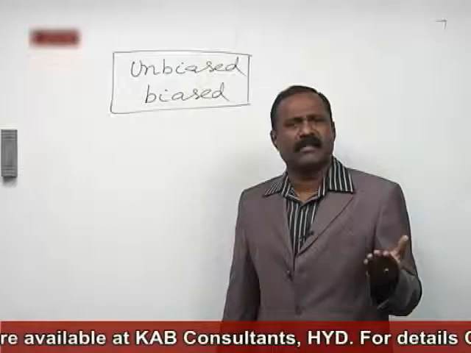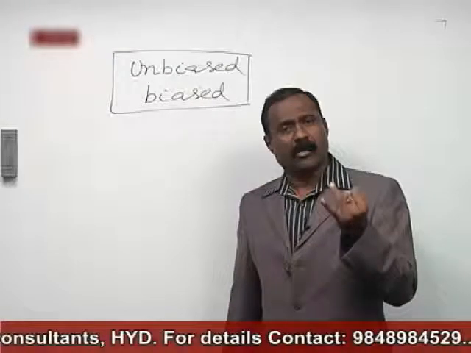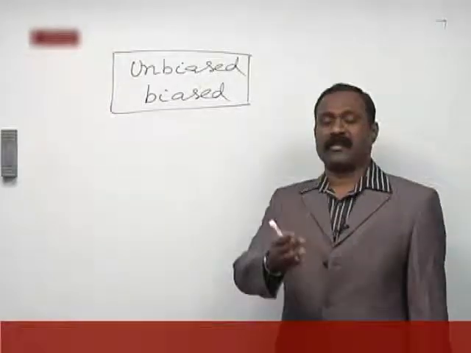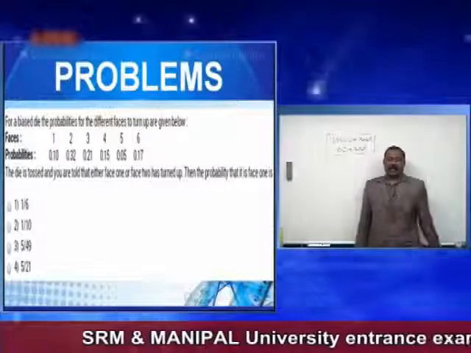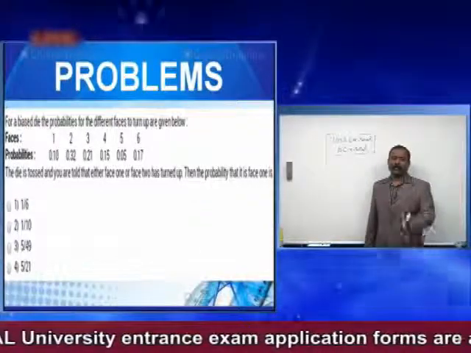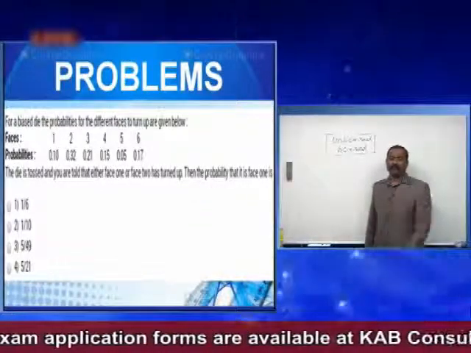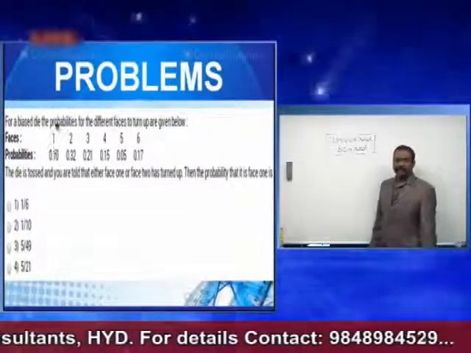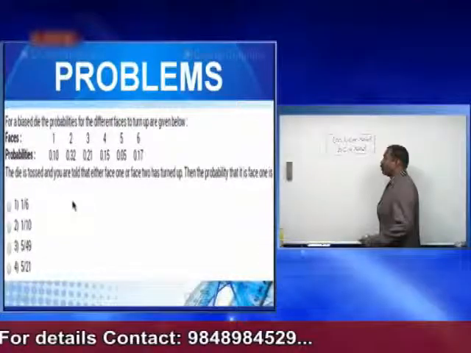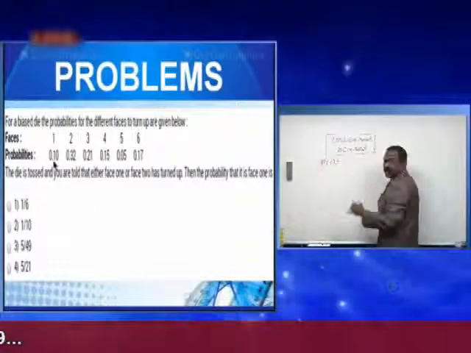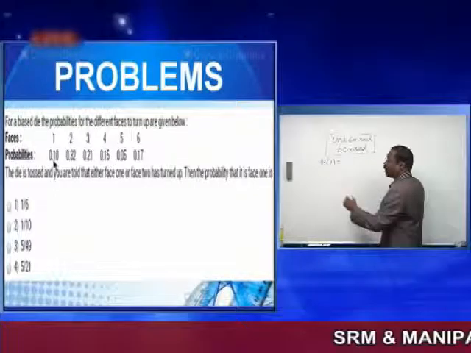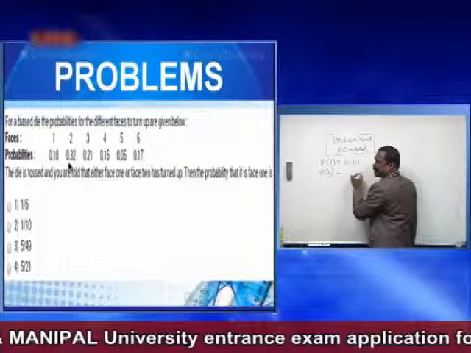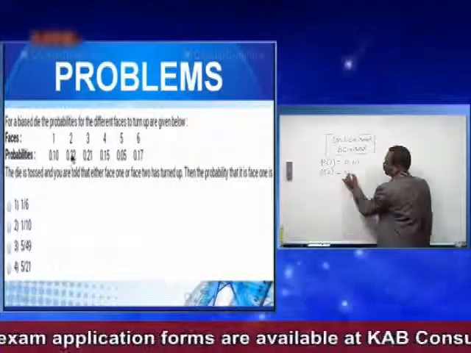What are the events in throwing a die? Either 1 or 2 or 3 or 4 or 5 or 6. The table is given there. You can clearly see that. The faces are 1, 2, 3, 4, 5, 6. What are the probabilities for 1? What is P of 1 in this case? It is 0.10. What is P of 2 in this case? P of 2 in this case is 0.32.